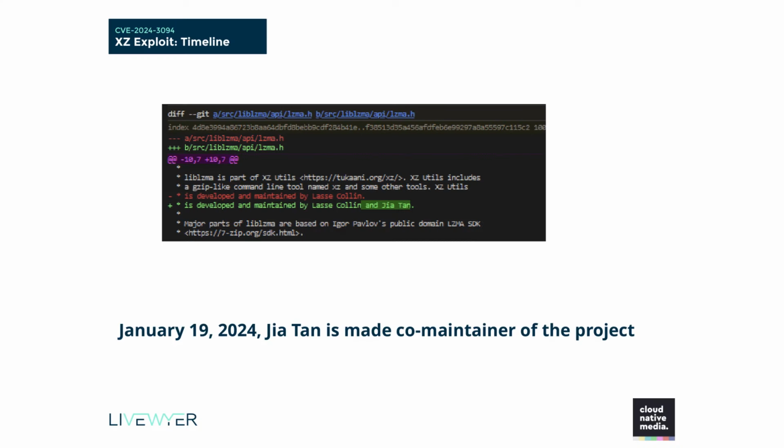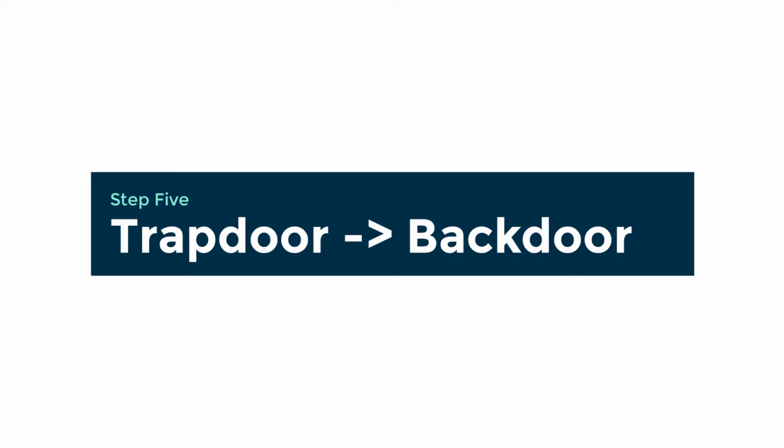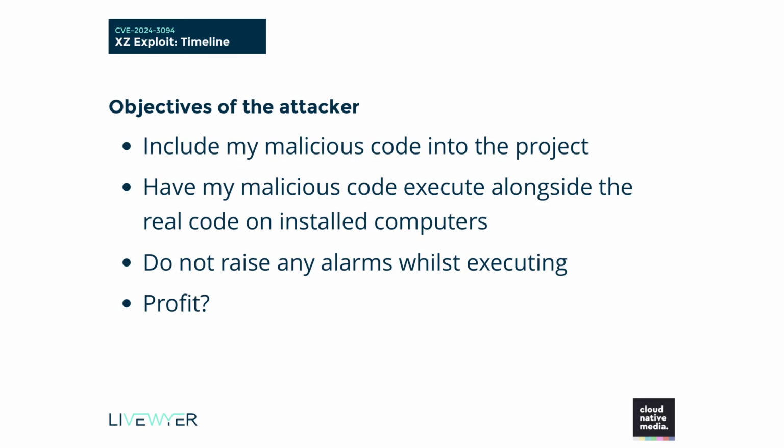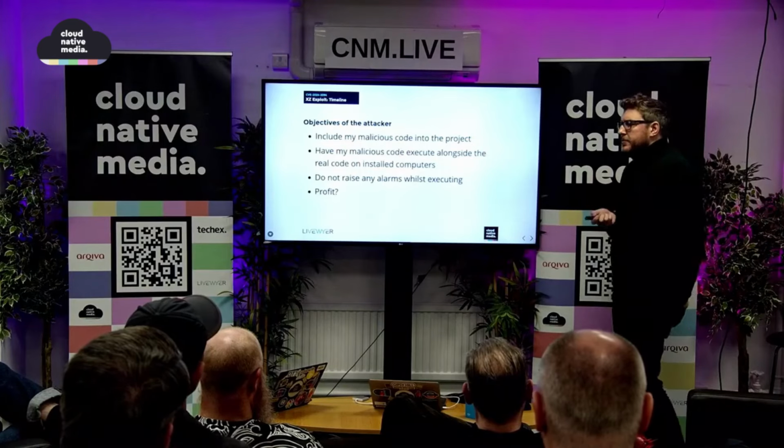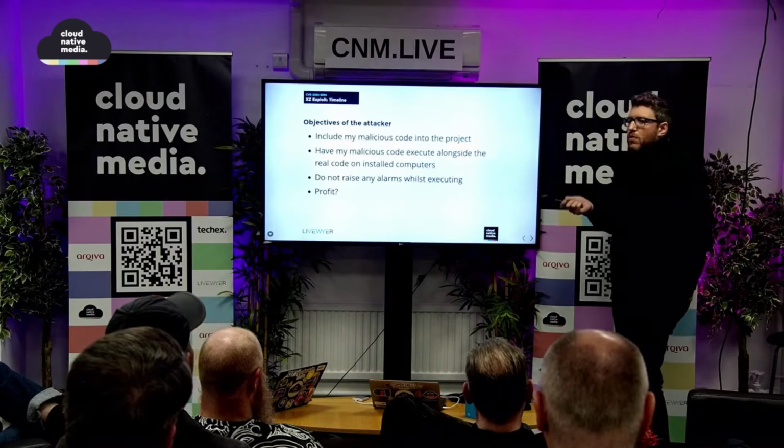January 19th, 2024, Year 10 is made a co-maintainer of the project. Trapdoor to backdoor. Step 5. So what's the objectives of the attacker? The objectives of the attacker is to include my malicious code in the project. It's also to have my malicious code execute alongside the real code on the computers it's installed on. My objective is do not raise any alarms while I'm executing and then profit.